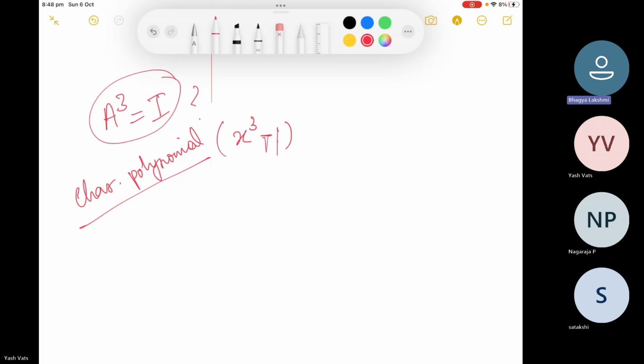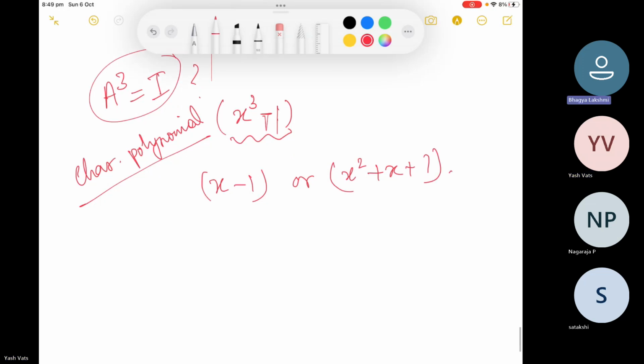X cube minus trace of x square plus... So the determinant should be the value. The characteristic polynomial should divide x cube minus 1. Either it is x minus 1 or it can be x squared plus x plus 1, right? Yes, sir. And it is not factorizable. And this is factorized. So if the characteristic polynomial is x minus 1, then it will be the identity matrix, right?